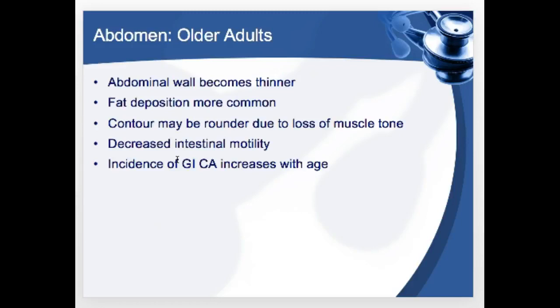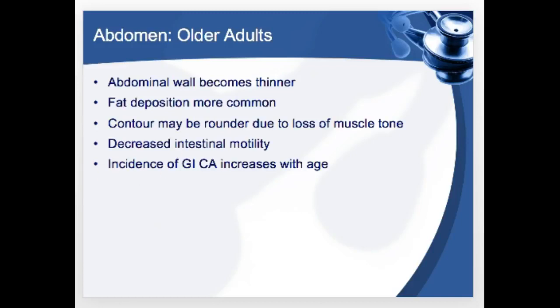With our elderly folks and older adults, the abdominal wall becomes thinner, and fat deposits are more common. They lose a lot of their muscle tone, and they have decreased intestinal motility, which can slow down their peristalsis and cause constipation.